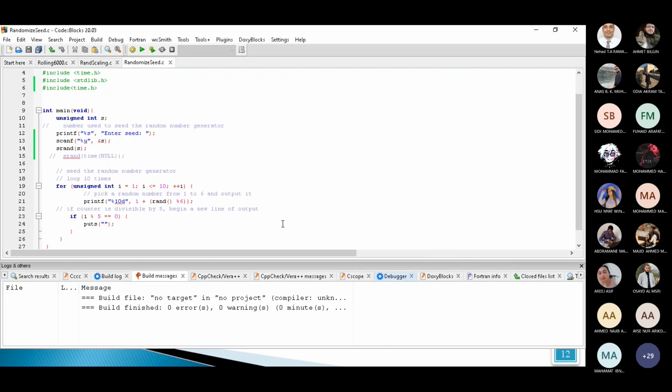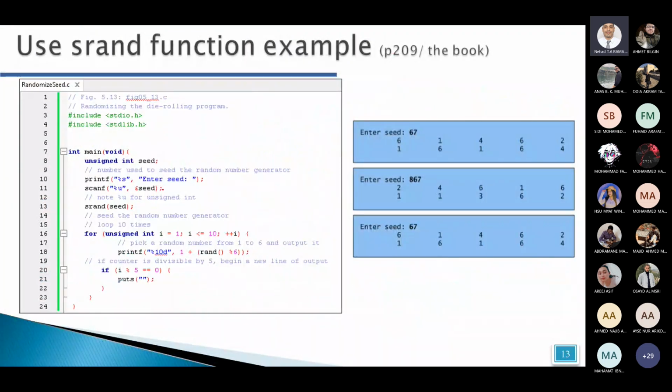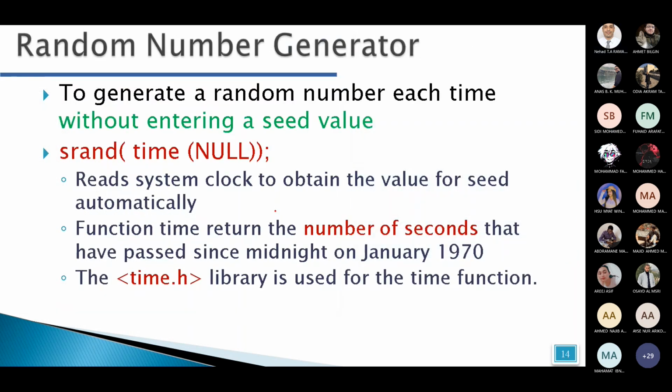Okay, but someone will say, why should I ask the user every time about the seed? It's not good practice. The user will not understand what the seed means anyway. So we have another solution. We can get this seed generated from the code, using the time function.